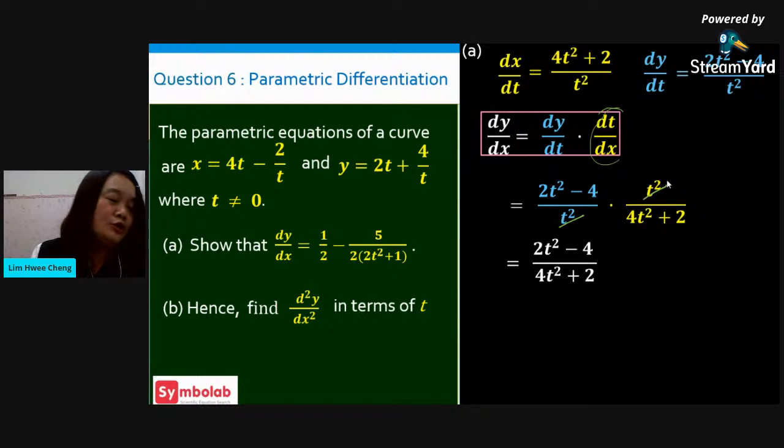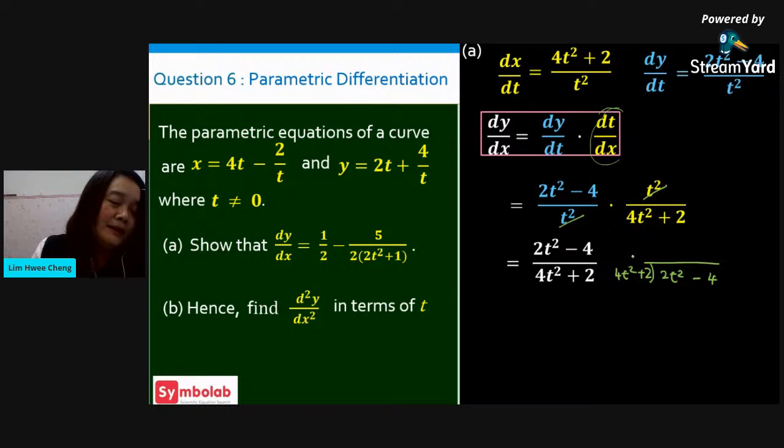They want you to show. So how do you show it? You may apply, the easiest way is that you do your long division. Okay, you do your long division. You have the 2t squared minus 4 here, so you have the 4t squared plus 2.